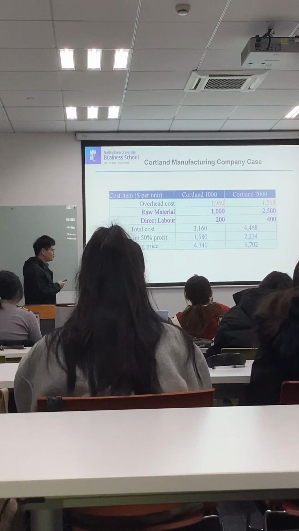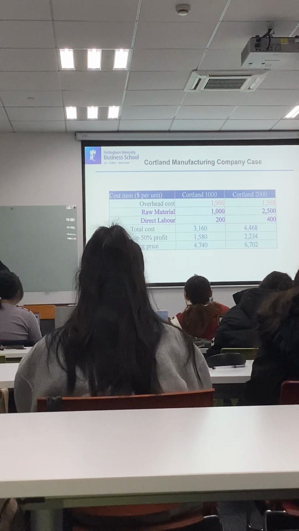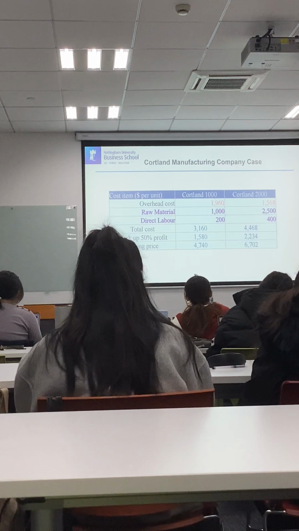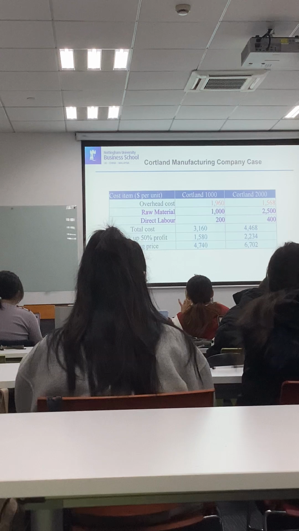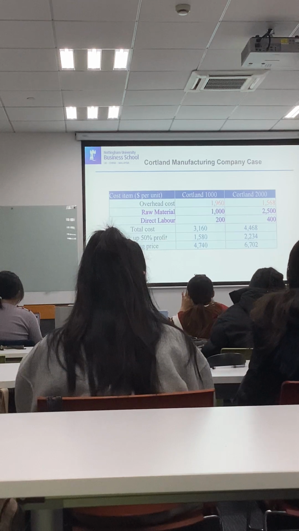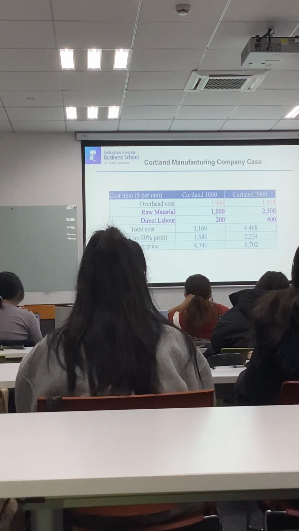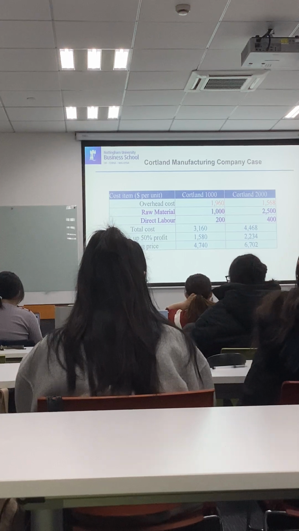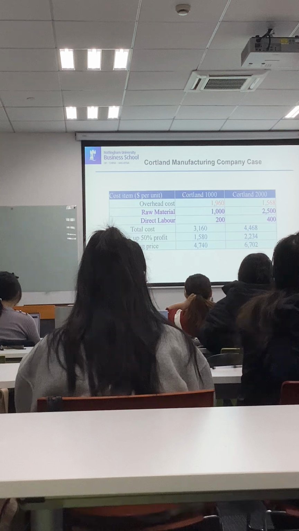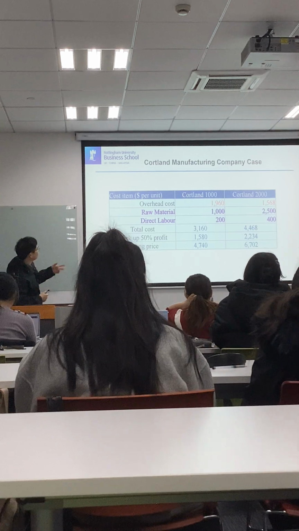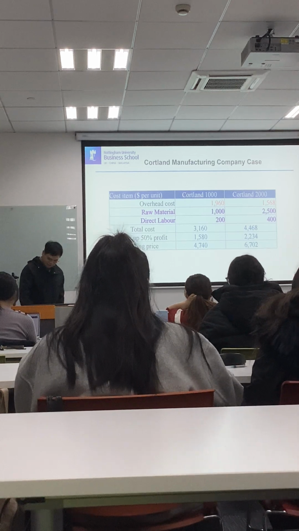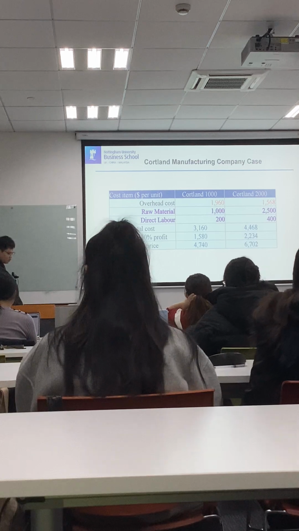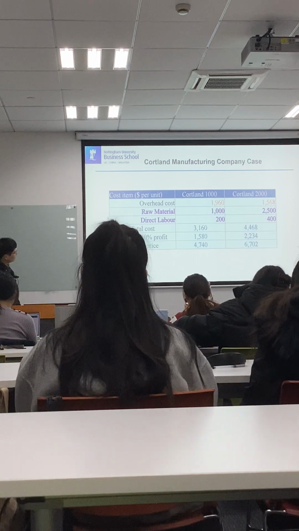This company's pricing strategy is to make a markup of 50%. So just this one times 1.5, we have the selling price of these two products. This is the selling price under the traditional costing. And next we are going to talk about the costing under the ABC calculation.